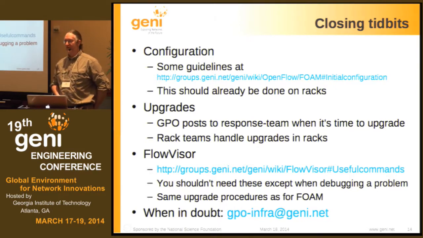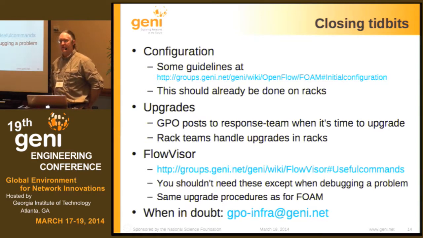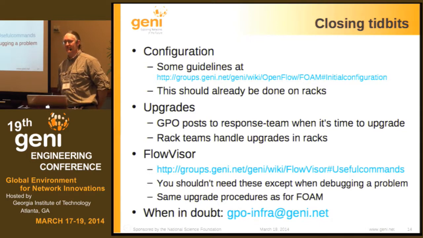For software upgrades, the GPO keeps track of new versions of FOAM and FlowVisor, and tests them. When something comes out that's new, we test it, we like it, we send mail to the response team mailing list when it's time to upgrade things. And for racks, the rack teams currently handle all the upgrades. So I will usually explicitly say in these messages, if you have a rack and don't do this, the rack teams will take care of it. But that's typically true, even if I don't say it.